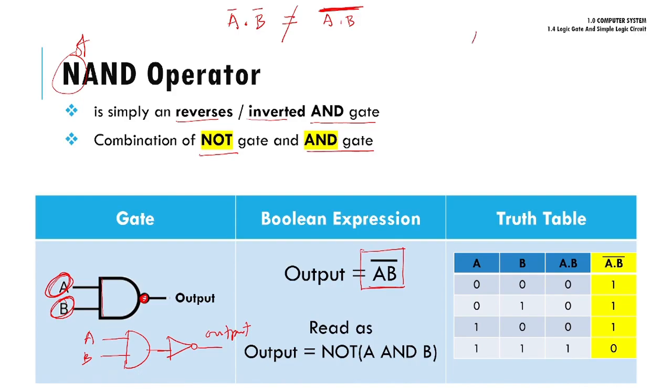Take Y equal to A bar and B bar. The logic gate has A bar and B bar, and then they are combined with an AND. Say variable A is 1 and variable B is 0. For gate A, the output will be 0, and for B, the output will be 1.